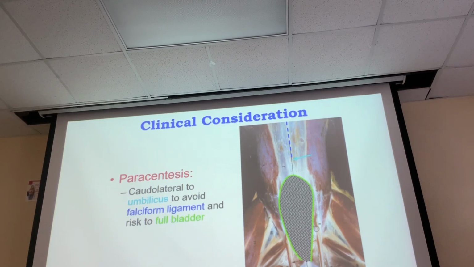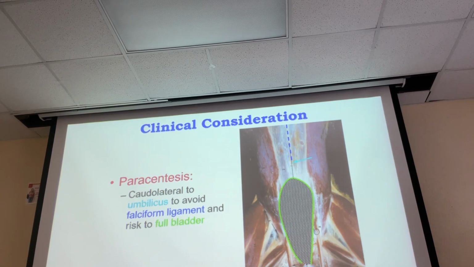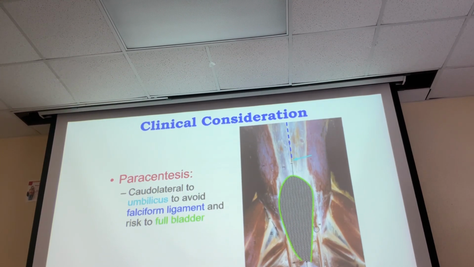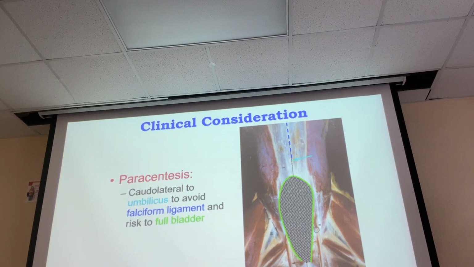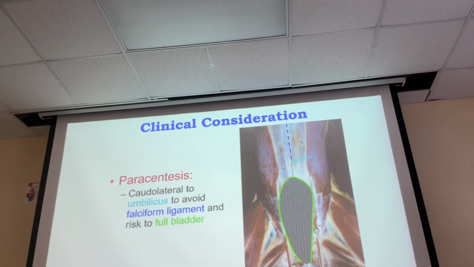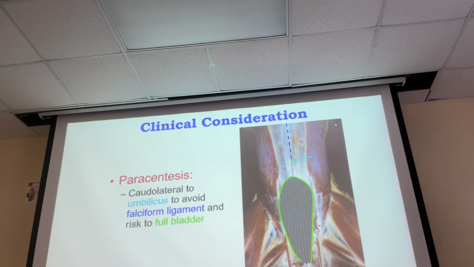So if you insert the needle there, you will withdraw nothing. Okay, nothing will come out. That's why you need to avoid it. Not because if you hit it, something is going to happen. Nothing is going to happen. It's full of fat, but you're not going to be able to obtain any peritoneal fluid. Okay? So you go caudolateral to that.